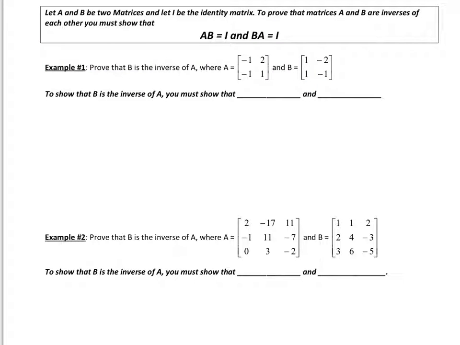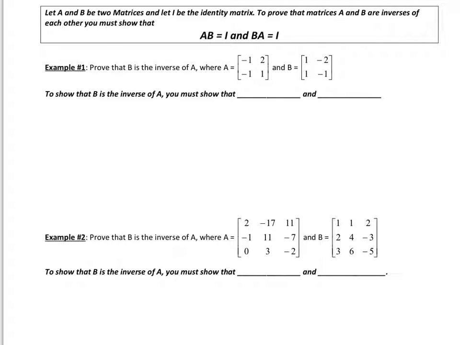Okay, so let A and B be two matrices, and let I be the identity matrix. To prove that matrices A and B are inverses of each other, you must show that when you multiply A times B, you get I, and then the reverse way, that B times A gives you I.